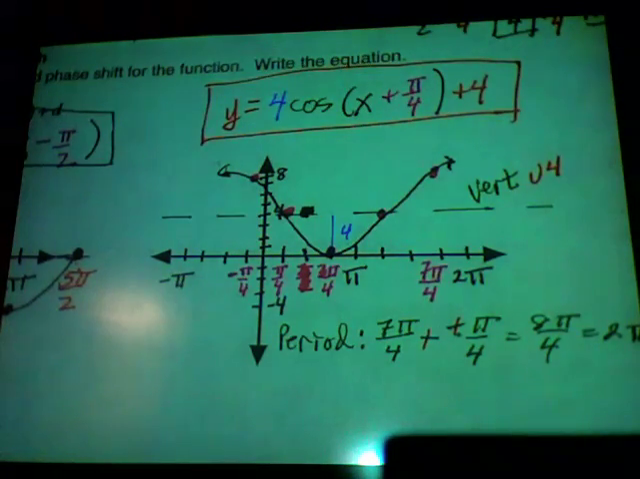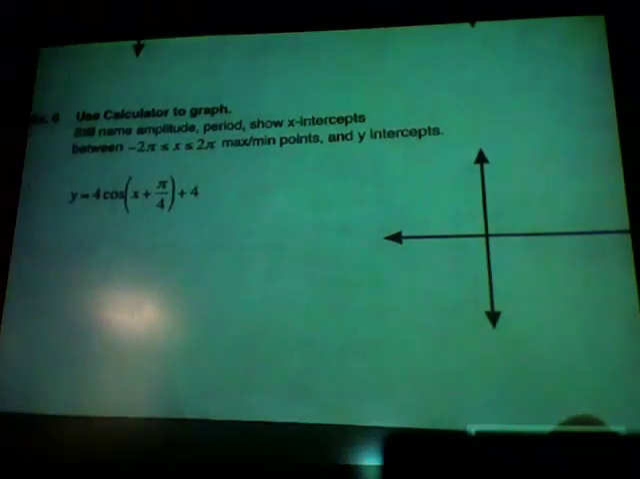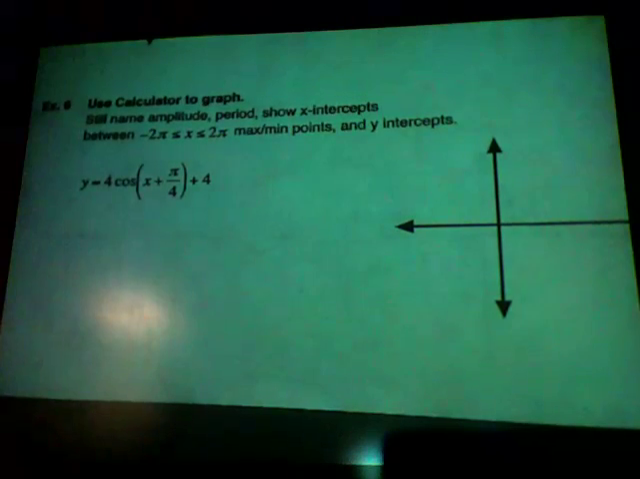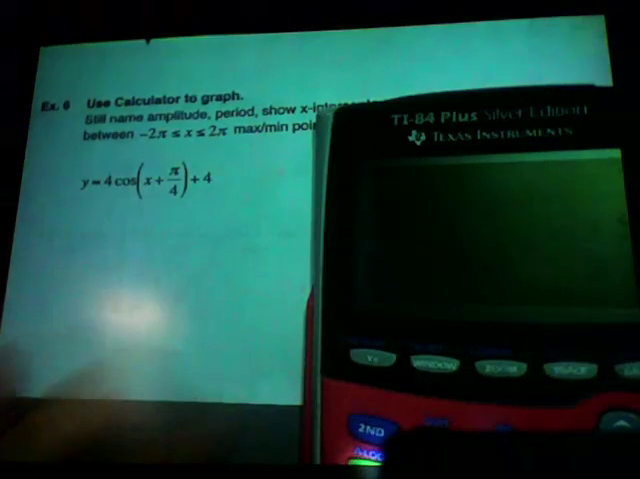Okay, now last thing we're going to use our calculator on. Look at the last one. All right, it's very important that you take your calculator and put it into radians. If you don't have your calculator in radians, it won't graph the curve. So change your mode.